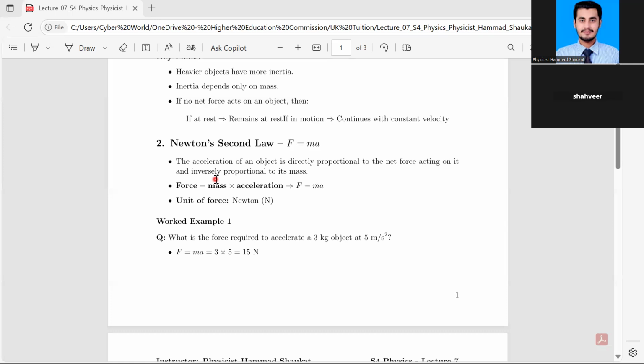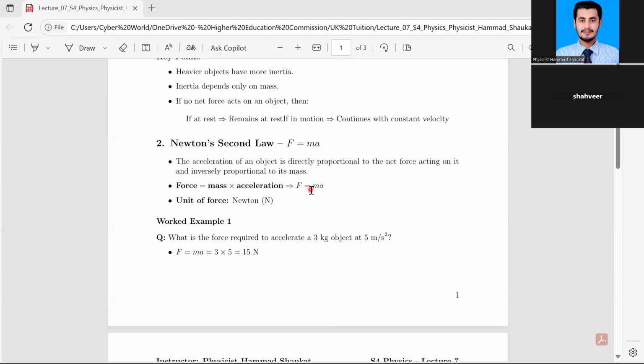All right. So we conclude two things: the acceleration is directly proportional to the applied force, and the second thing is that the acceleration is inversely proportional to the mass. This is stated according to Newton's second law of motion. And Newton's second law gives the formula: force equals mass times acceleration, F equals ma. You have to remember this formula.